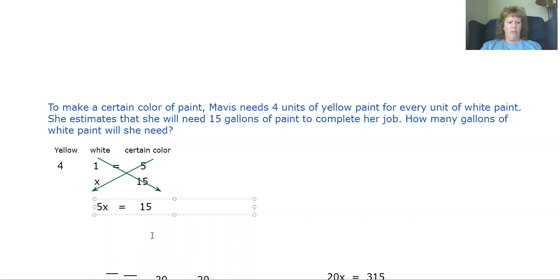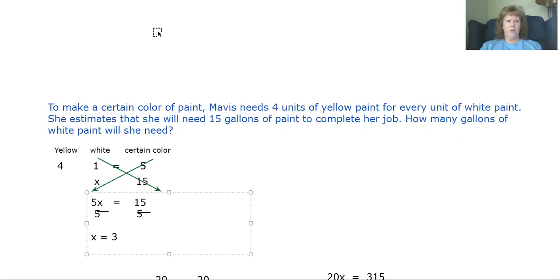And if we divide both sides by 5, then she will need 3 gallons of white paint. So we divided both of these so that X would be by itself, and 5 went into 15 3 times.